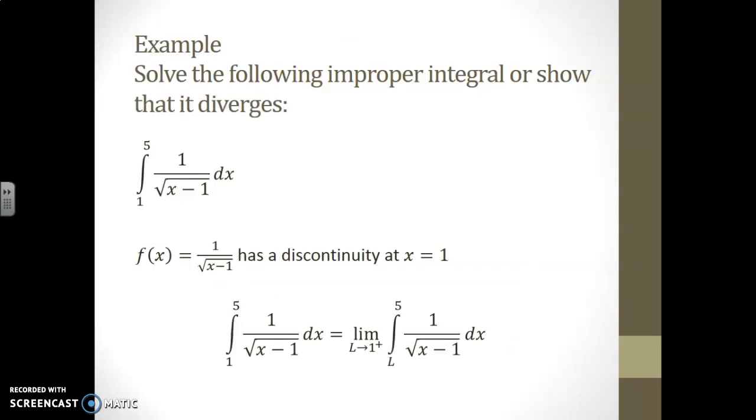For example, in this integral, f of x equals 1 over the root of x minus 1, which is discontinuous at x equals 1, which happens to be the left bound. So notice that we have replaced the integral from 1 to 5 by an integral from L to 5. And the left bound, called L, we will move towards 1 from the right by using a limit process.